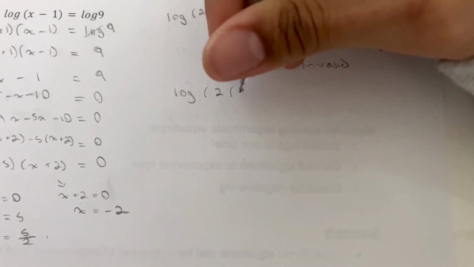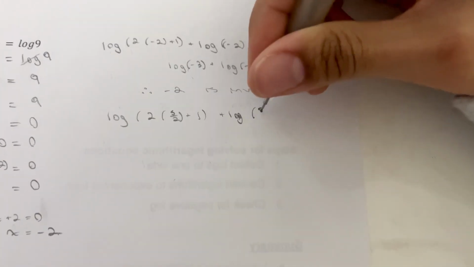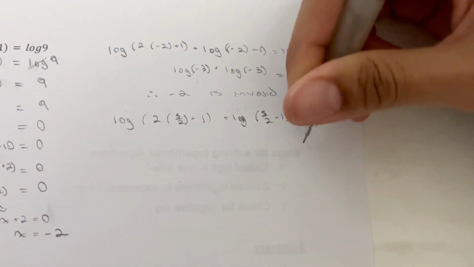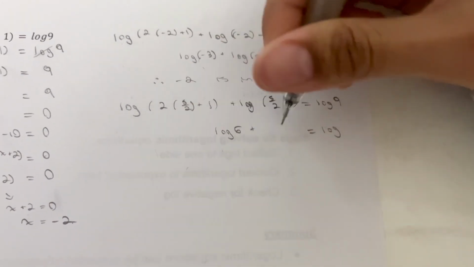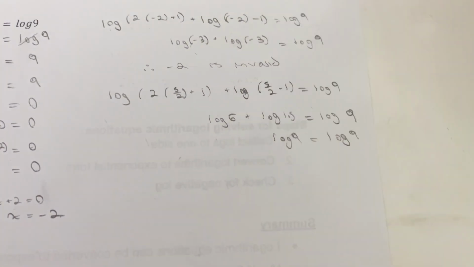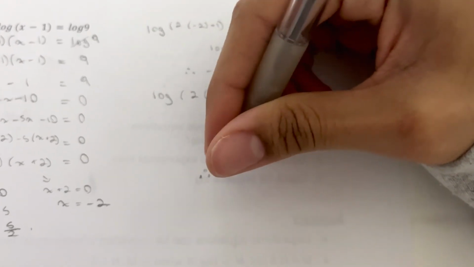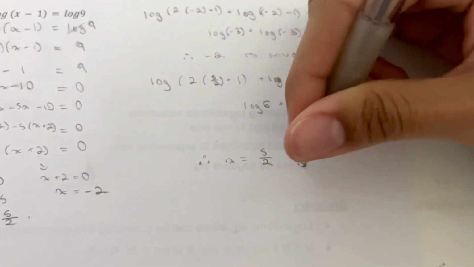What we can do now is check for 5 over 2. So log (2(5 over 2) plus 1) plus log (5 over 2 minus 1) equals log 9. This is log 6 plus log 1.5, which will equal log 9 equals log 9. We have both positive logs, so therefore x equals 5 over 2 is valid. So your answer is x equals 5 over 2.